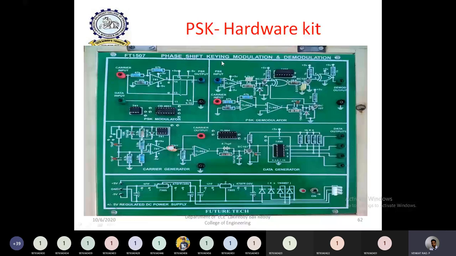Now, all of you observe that this is the hardware kit for phase shift keying modulation as well as demodulation. So, what is there in the modulation? This is explained in a very simple way, and all the internal circuits, all those ICs and components are already displayed externally. When you see other kits, the components are not displayed externally, they are inside.